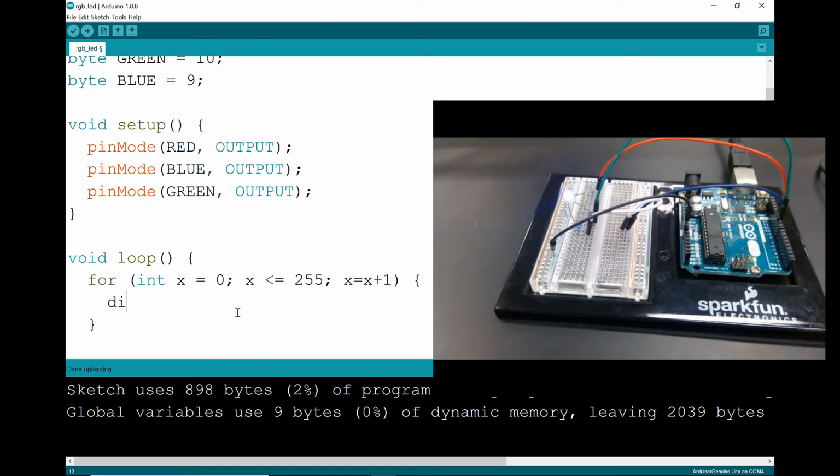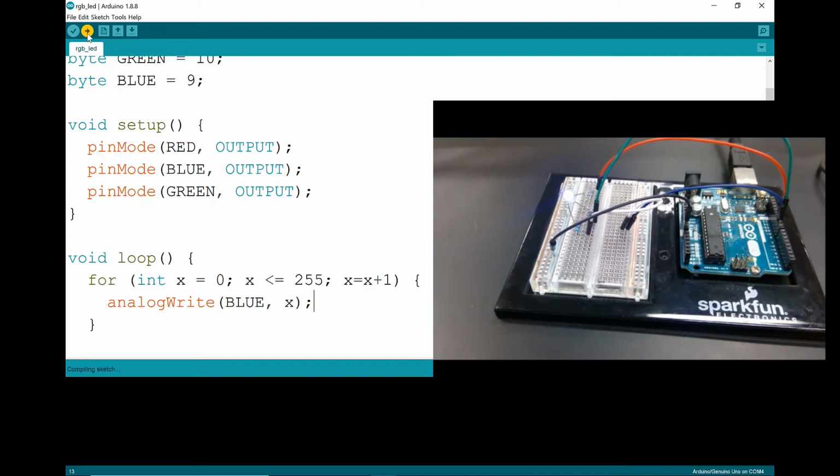And I'll do an analog write on the blue pin, but in this case, the argument that specifies the duty cycle is going to be x. So the first time through the for loop, it's going to be 0. The next time it'll be 1. The next time it'll be 2, all the way up to 255. So let's upload this and see what it looks like.